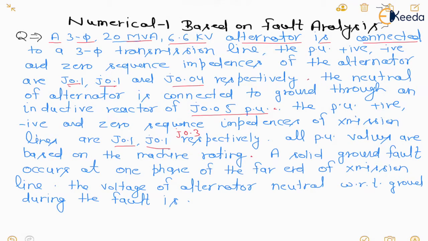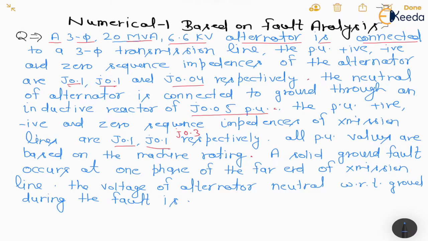A solid ground fault occurs at one phase of the far end of the transmission line. The voltage of the alternator neutral with respect to ground during the fault is? If you get to know what the question is asking, you will definitely get the answer. This question looks very difficult, but it's not. Let us start. So guys, you have read the question.